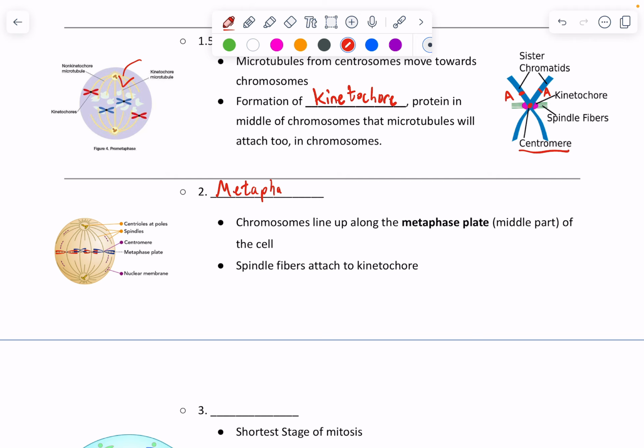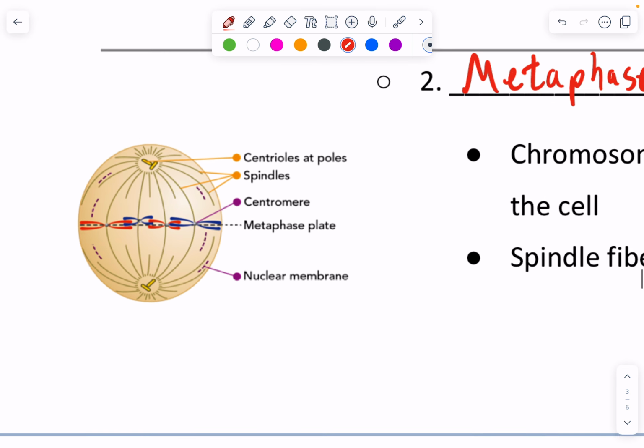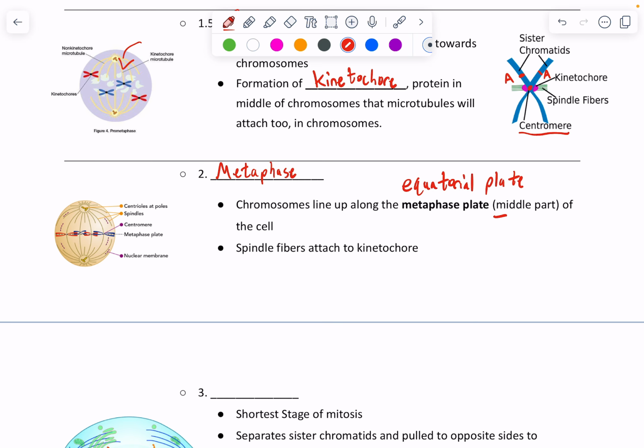Our next phase is metaphase. This one's very quick. The chromosomes line up along the metaphase plate. You also might see this as equatorial plate, like equator. Same thing though. It's just the middle. So metaphase, middle, easy to remember. So if you see a bunch of chromosomes lined up, that's metaphase. The spindle fibers are attached to the kinetochore.